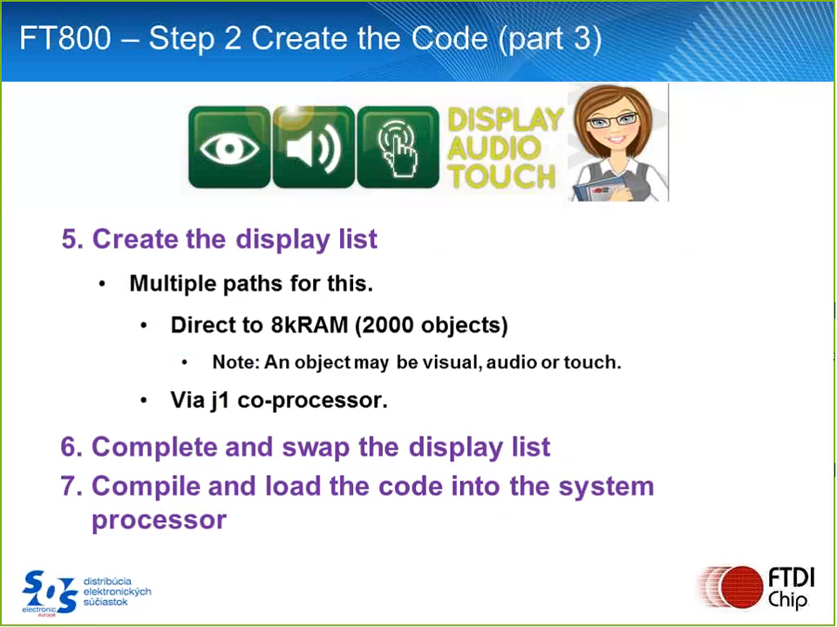I mentioned earlier a display list. The display list would be one image on the screen, and you build up multiple display lists to create what your final project will be. So you get up to 8K RAM, which is 2,000 objects. And when we're talking about objects, we're talking about widgets from the ROM or custom widgets that you've created yourself. You would then complete and swap the display list. Finally, you'd compile and load the code into the system processor. That's key, as we mentioned earlier: the code will reside on the microcontroller, not the 800.